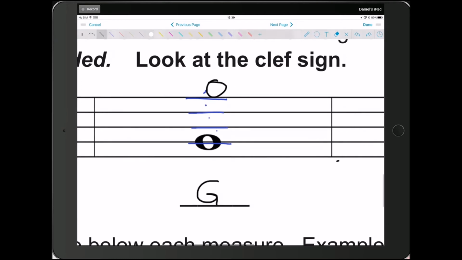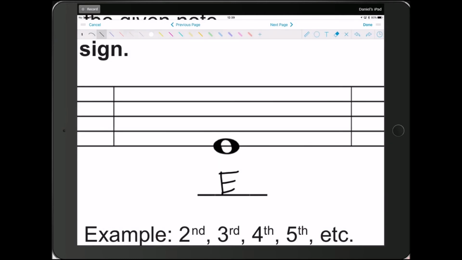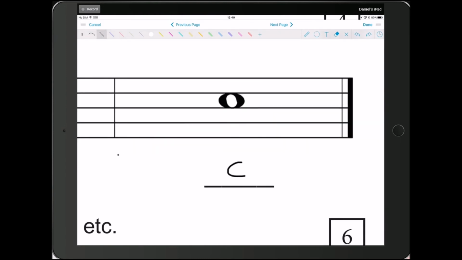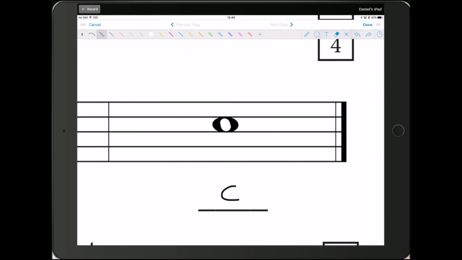Okay? Here's E. Let's just go up the alphabet. E, F, G, A, B, C, D, E. Not that hard. Okay, and C. Now, we're not going down. Remember, the question states, you have to go higher. So here, we're going to have to use some ledger lines. So, let's do it.